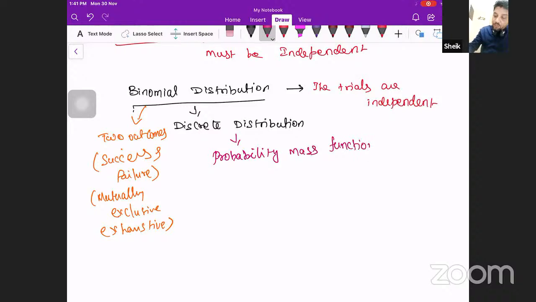Probability mass function, PMF. What exactly is a probability mass function? Here, in this case, what exactly is success? We denote success as P, and failure we denote as Q, which is nothing but 1 minus P.